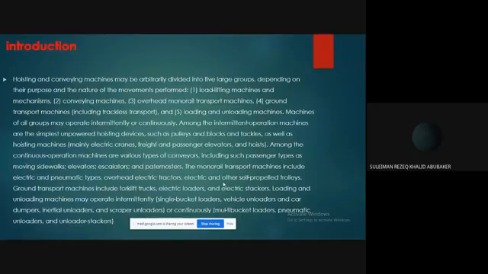Machines are the simplest unpowered hoisting devices, such as pulleys and blocks and tackles, as well as hoisting machines, mainly electric cranes, freight and passenger elevators, and hoists. Among the continuous operation machines are various types of conveyors, including such passenger types as moving sidewalks, elevators, and escalators, and paternosters. The monorail transport machines include electric and pneumatic types, overhead electric trackers, electric and other self-propelled trolleys.